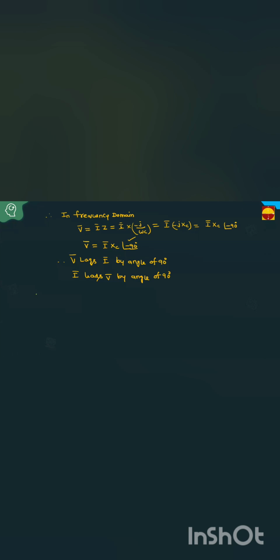Then if you represent in phasor, you represent like this. Which is leading? Current is leading. Current leads the voltage by an angle of 90 degrees. This is counterclockwise. Voltage lags clockwise. Clockwise angle is lagging. Counterclockwise angle is current leads the voltage by 90 degrees. We can also represent like this. This is also correct.